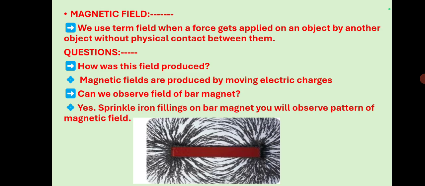By moving electric charges. Just now we explained the Oersted experiment. Can we observe the field of a bar magnet? Yes. Two methods are there. One, you just sprinkle iron filings. In the diagram I showed, we sprinkled iron filings on the bar magnet. Automatically it takes this shape. So now see how the shape of the magnetic field lines is. More explanation about these magnetic field lines I will give in the next video. Now just see, these are the field lines.